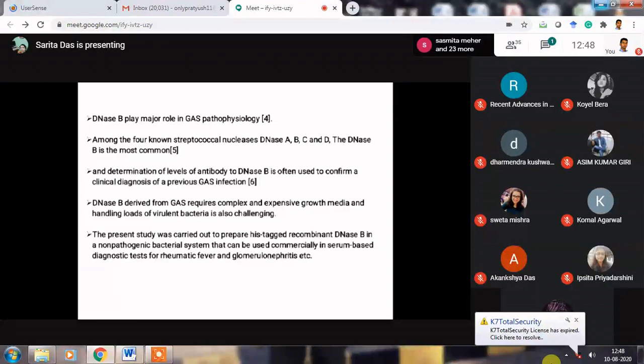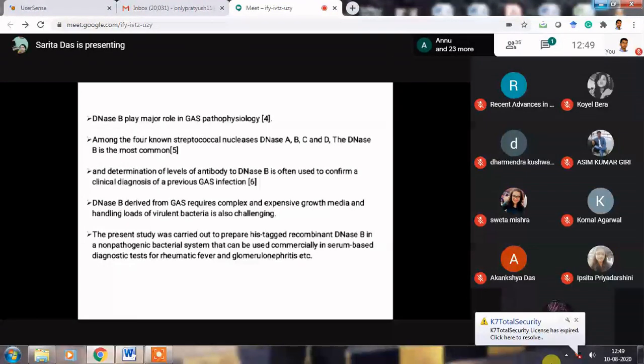And DNase B is most common, and it plays a major role in GAS, which means group A strep, that is Streptococcus pyogenes pathophysiology. I want to tell you that if this common illness is not addressed properly, then it can lead to some serious complications.